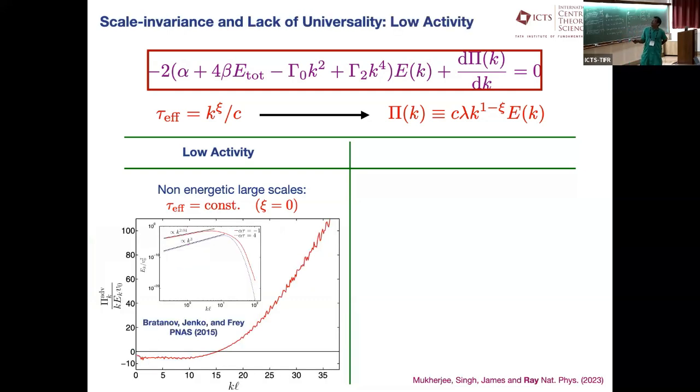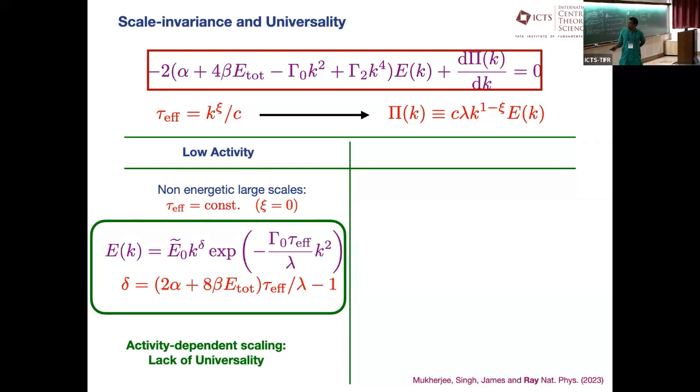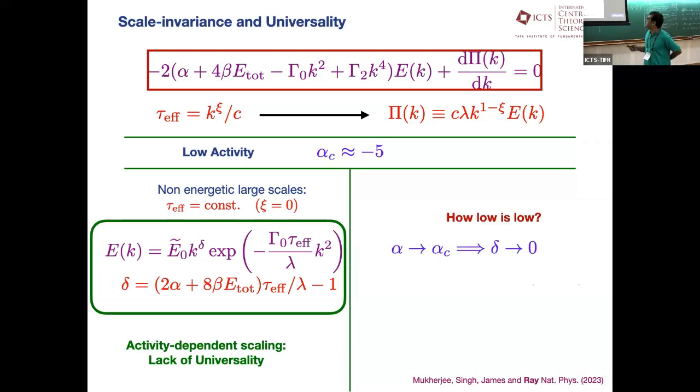So how valid are these assumptions that go into this picture? This is again from Bratunov's work, where they actually measured this effective time scale through a combination of the flux and the energy spectrum, which is how one can measure tau effective. And indeed, you find that for the scales that we are interested in, this is flat. So the bottom line is that at low activity, and I'll come to what low is, although you have scale invariance, you end up with an exponent which is not universal, but activity dependent. So the question is, how low is low?